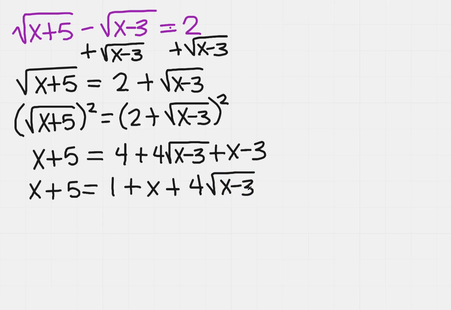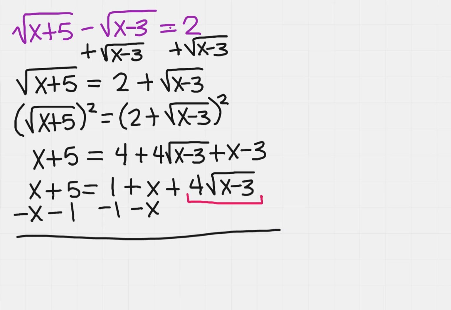Okay, so we're still looking good, but we still got a problem. We have got a radical still. So what if we try to get everything that's not a radical on one side and everything that's attached to that radical on the right hand side? So basically what I'm saying is we just want to get this term right here all by itself on the right hand side. So I need to subtract 1 and subtract x from both sides.